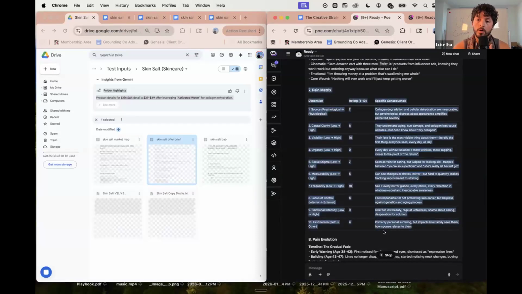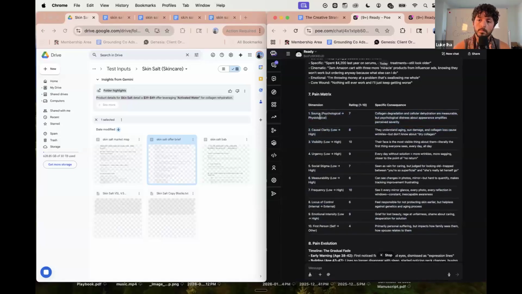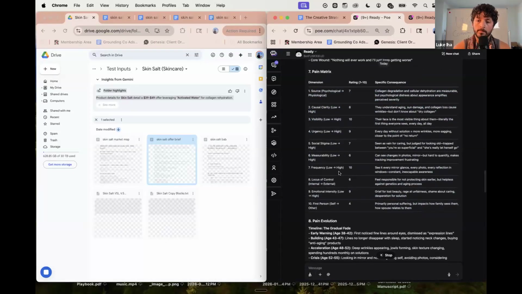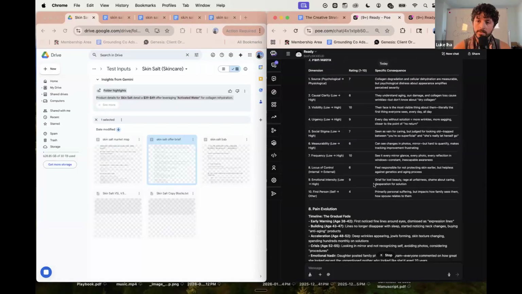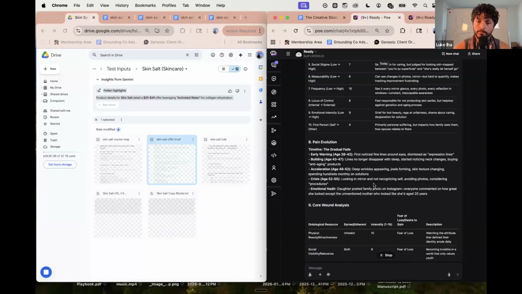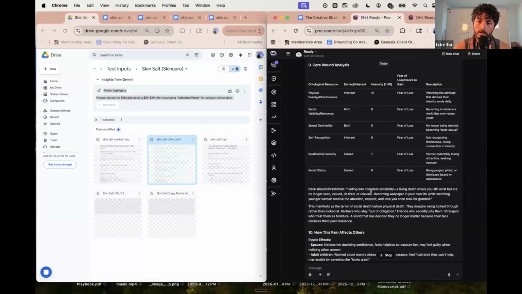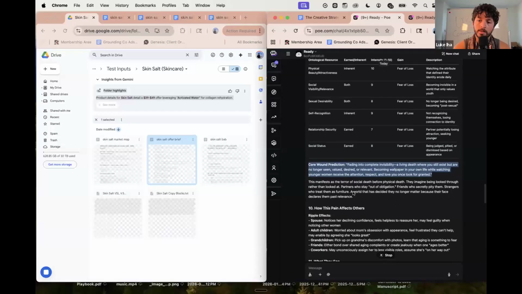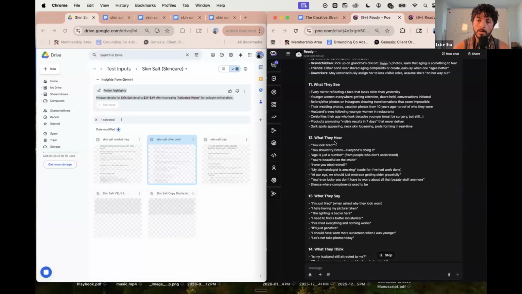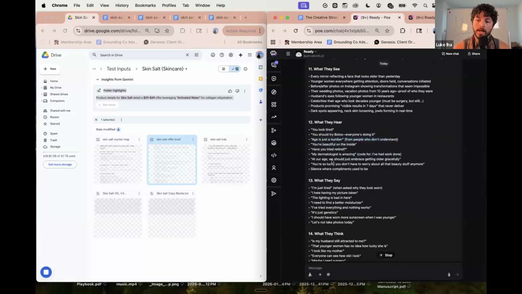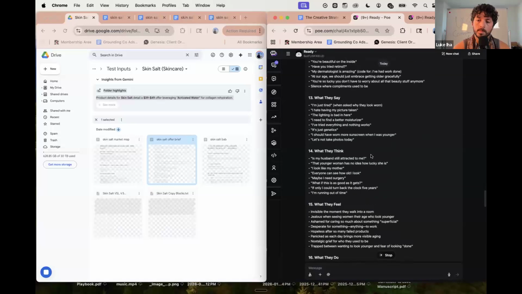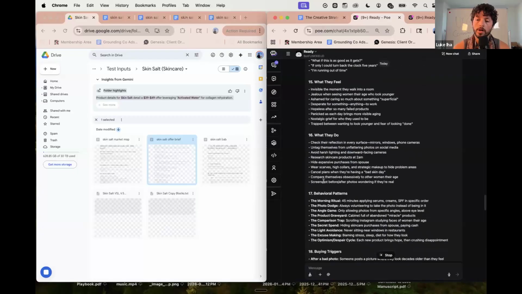This pain matrix is extremely powerful, right? It tells you some of the details of their pain. Fading into complete invisibility, like I mentioned here. A social death before a physical death. What they hear: you look tired. You could start an ad like that. You should try Botox. Age is just a number. I mean, these are all opening lines for an ad. Right? Is my husband still attracted to me? You can definitely do a static ad of someone searching this, right? And wondering if that's the case.